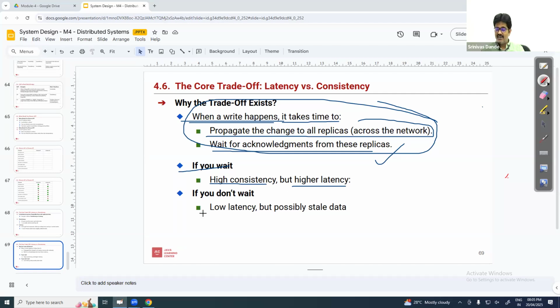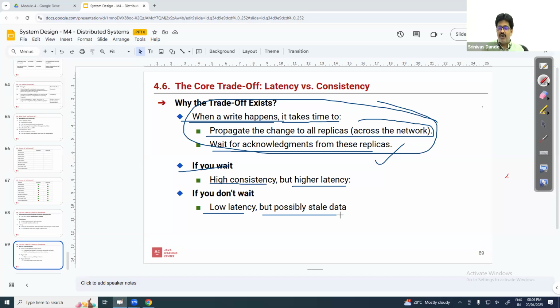You don't want to wait. Latency is low, but inconsistent data. So you tell me, whether you want to choose latency or consistency is just based on your use case. Do you want to wait until the acknowledgement comes for the write operation, or you don't want to?